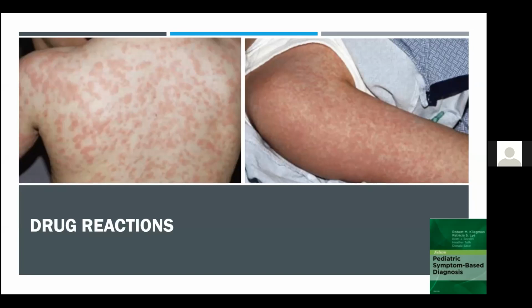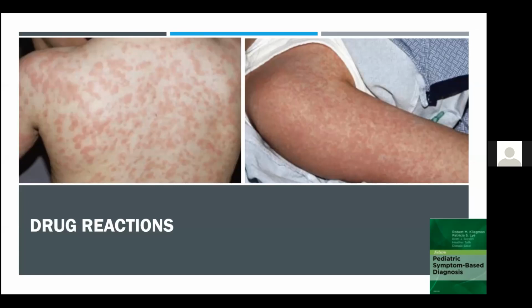And the drug eruption usually resolves spontaneously after stopping the drug, but sometimes they're the first sign of a potentially life-threatening syndrome called drug rash with eosinophilia and systemic symptoms, or DRESS.